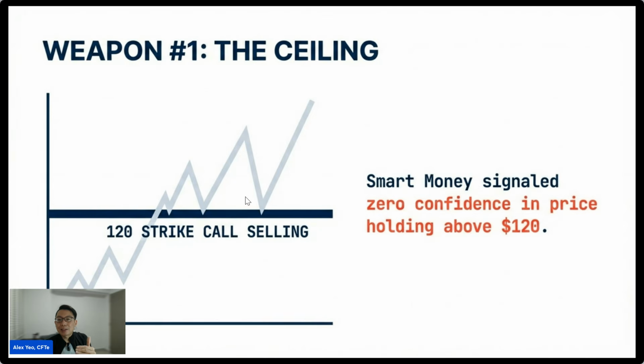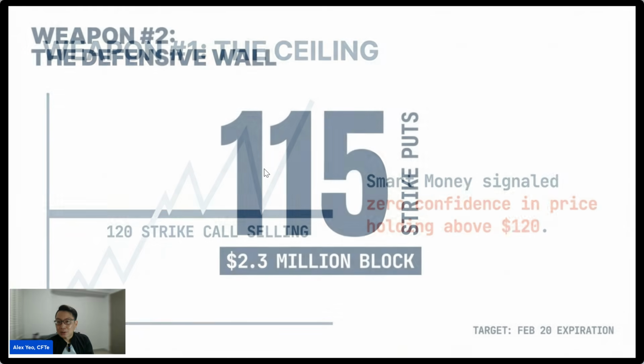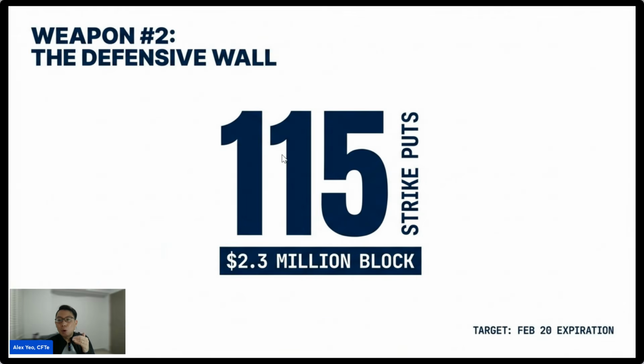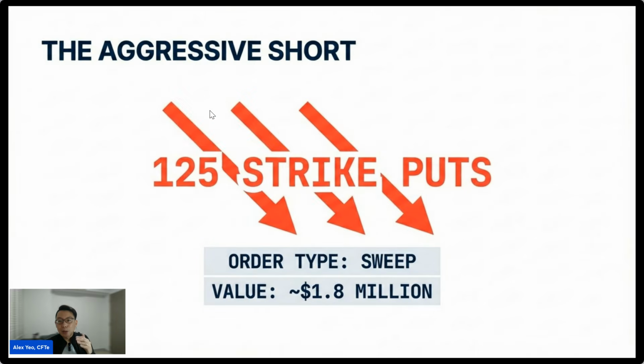Selling the call means that they were expecting that price would not go higher above $120. And they were also buying the 115 puts in a 2.3 million block. The target was actually February 20th expiration. And they were also aggressively shorting, buying the puts of the 125 strike.